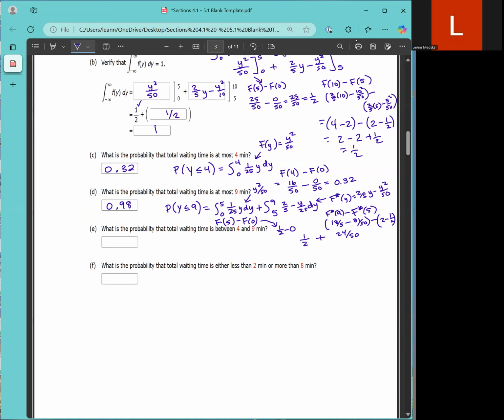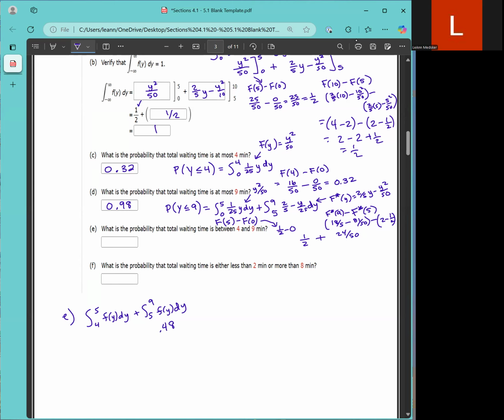Okay, for part E, so I'm going to write that one down here. We're doing between 4 and 9. So between 4 and 9 would be from 4 to 5 of the first part. I'm just going to shorthand. And then we would have from 5 to 9. Now, we already did the 5 to 9. We did not have the 4 to 5 worked out individually. We had 0 to 5. We had the whole thing. So the 5 to 9 we just did a minute ago. That was the 0.48. That was this one we just came up with using our F star.